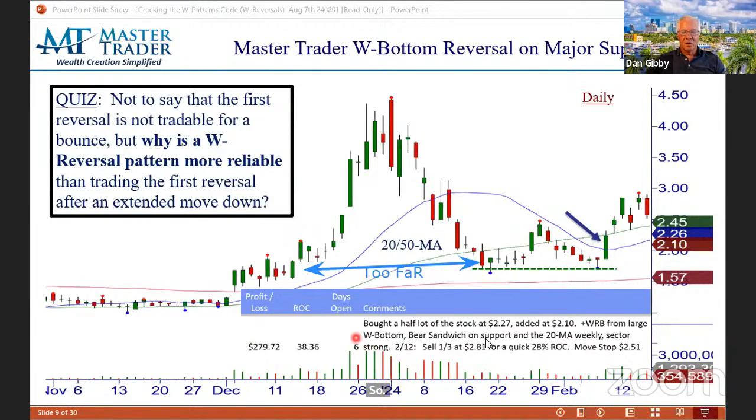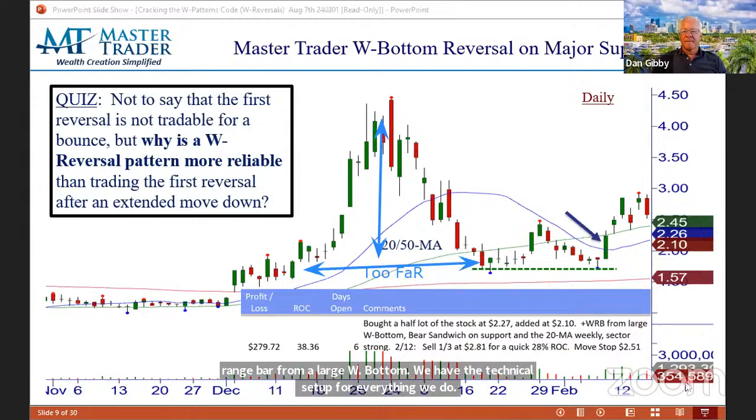So this is a closed trade. We track everything for subscribers. We started with a half lot, added on a pullback, wide range bar from a large W bottom. We give the technical setup for everything we do. The sector was strong. We sold into strength here a little bit, 1/3 for 28% return. All right, take it away. And we made, wow, 38% here total.